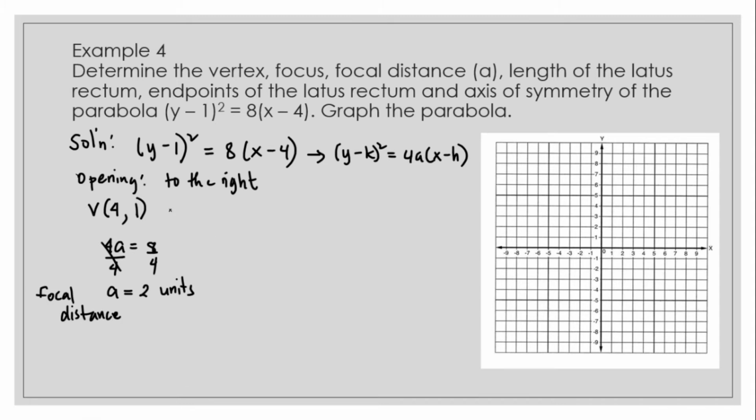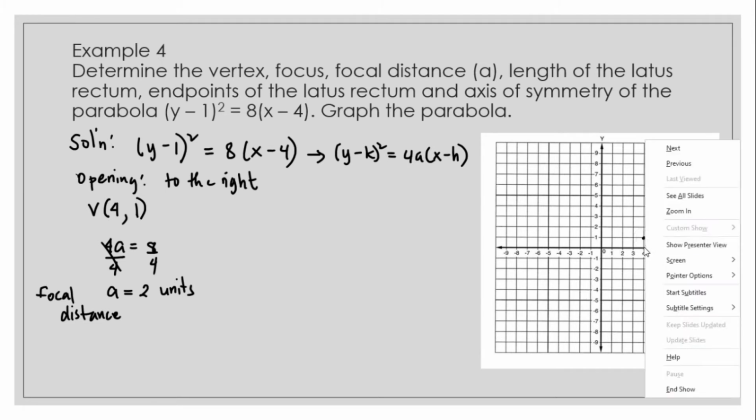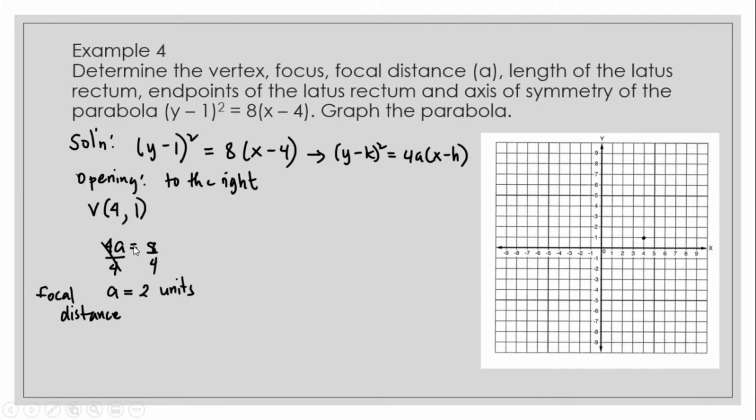Graph natin ang ating, of course, ang ating parabola. Starting from the vertex. Trace 4, 1. So, 4, 1. And this is our vertex. At sabi natin, to the right yung ating opening ng graph. So, pakanan tayo mag-skip counting ng a unit para ma-locate natin yung focus. So, a unit, so that is 2 units from the vertex to the right. Kasi to the right ang ating opening. Okay? So, count tayo ng dalawa. 1, 2.